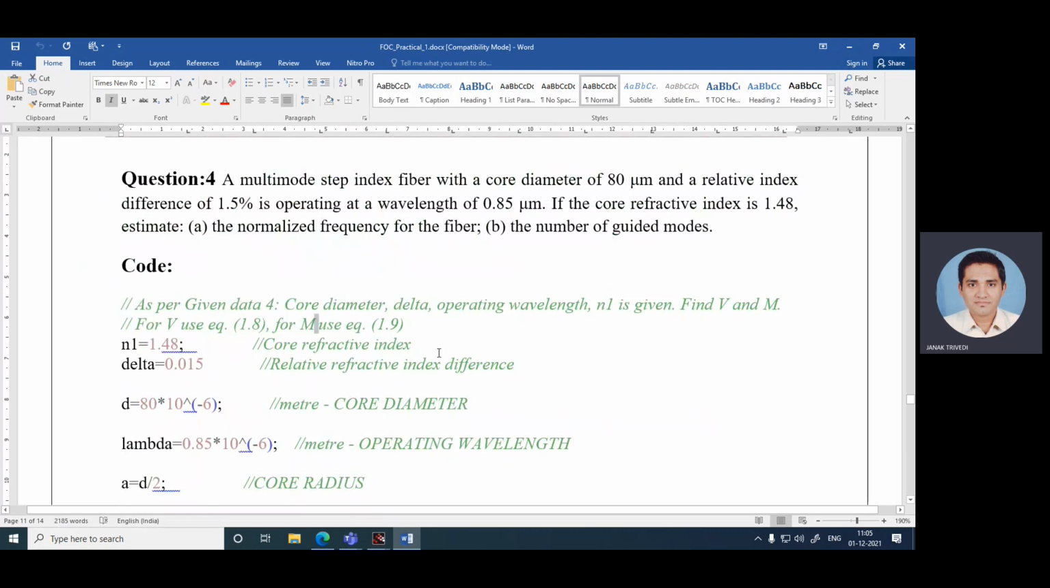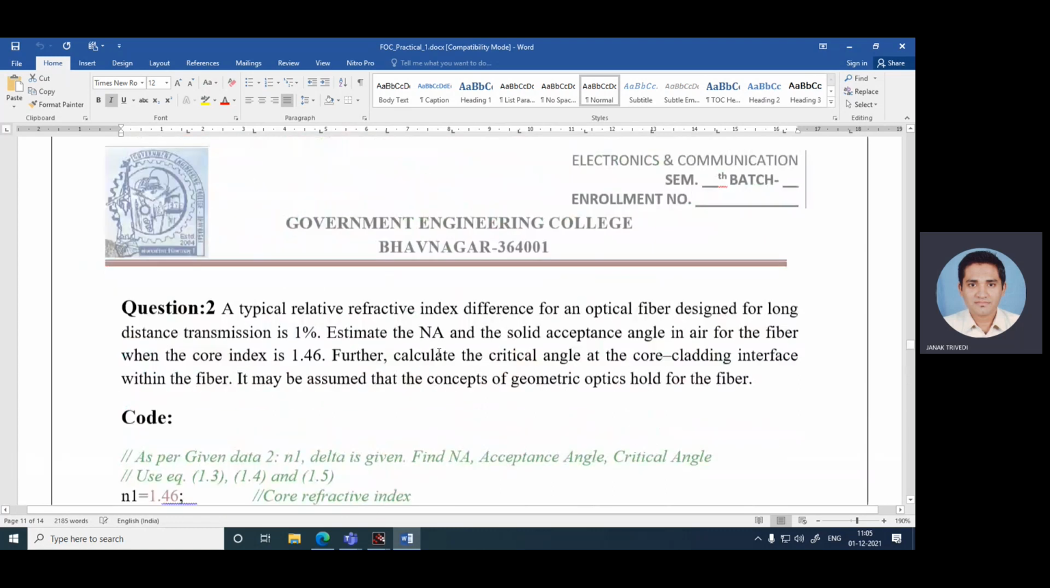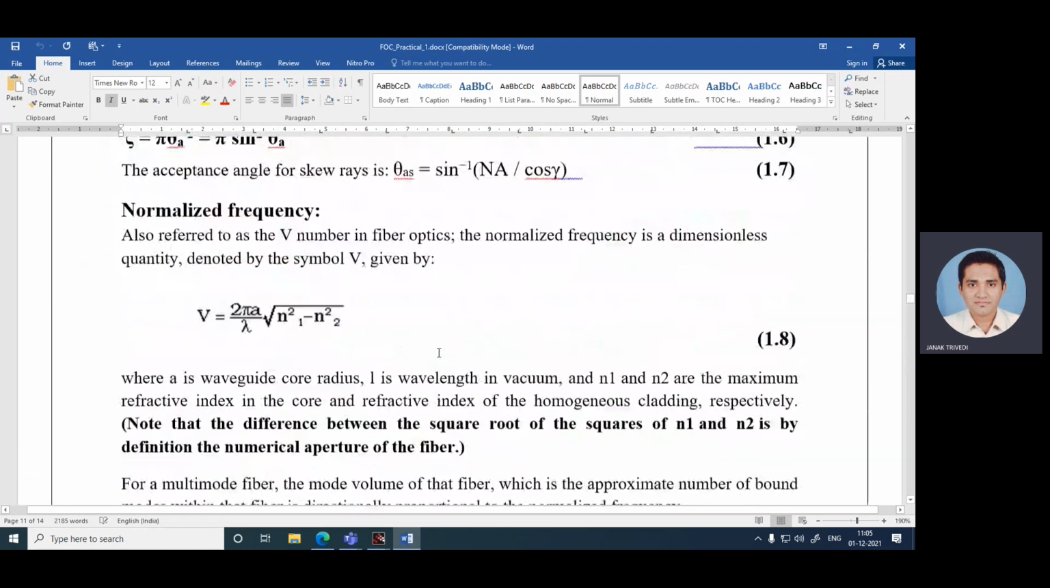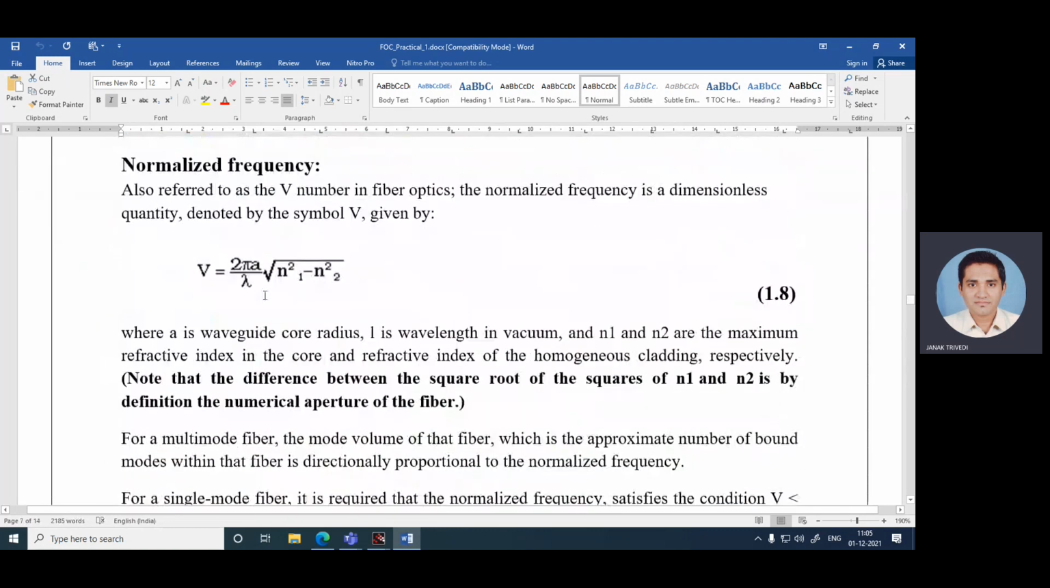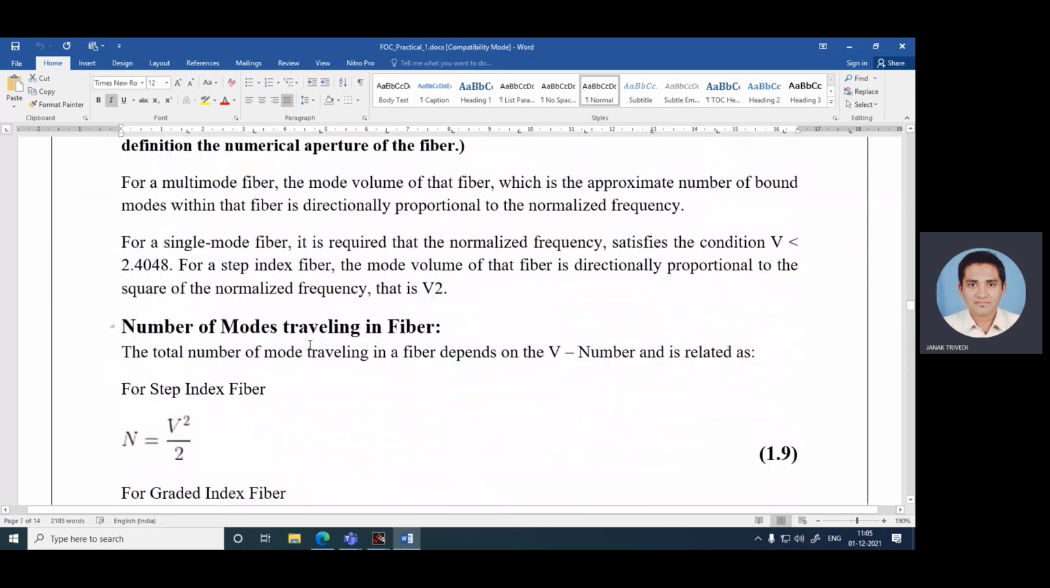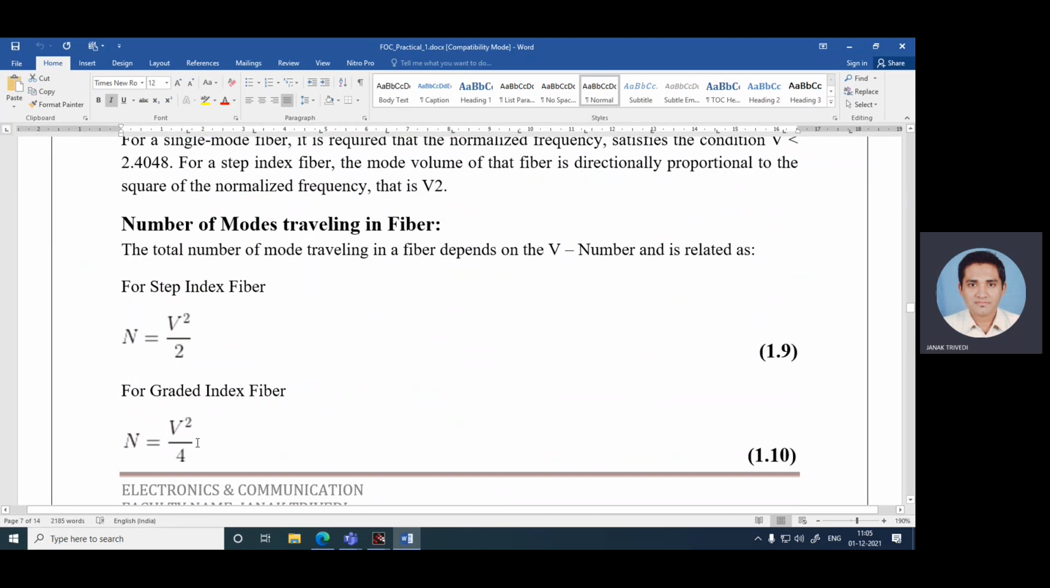These equations 1.8 and 1.9 will be used, so this is the equation of V number. So V is 2 pi over lambda times square root of n1 square minus n2 square, and M is V square by 2 for step index. If it is graded, then V square by 4.